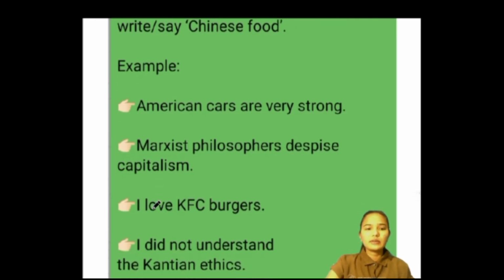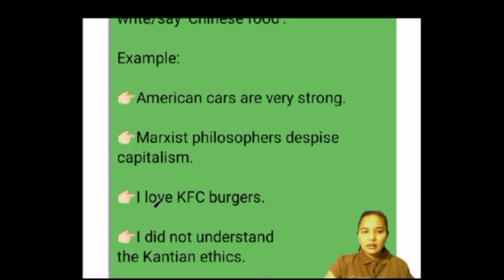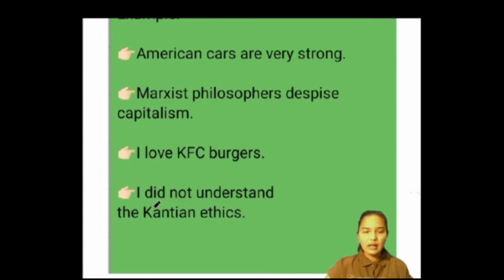And the next one is Marxist philosophers despise capitalism. Instead of saying Marxist philosophers, we can say the philosophers of Marxist. We are just compiling the words, summarizing the words. I love Casey burgers. This is also that. And I did not understand the Kantian ethics, or we can say the ethics of Kantian.